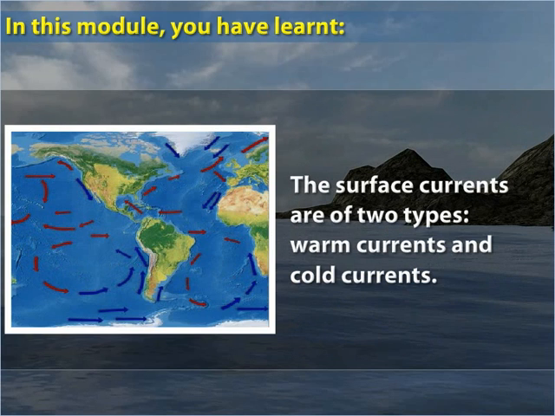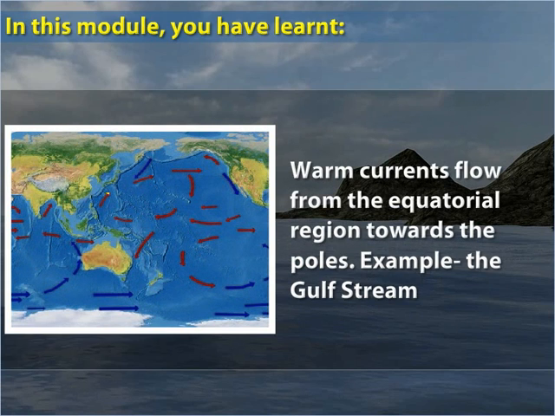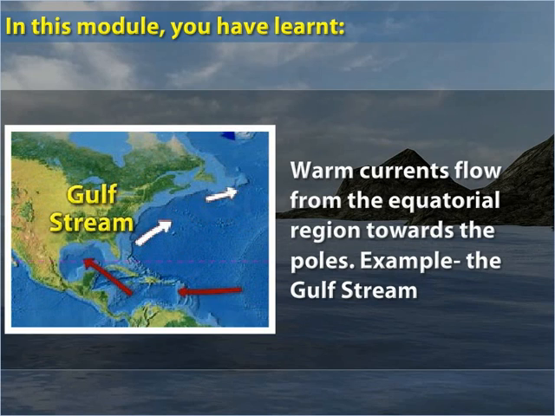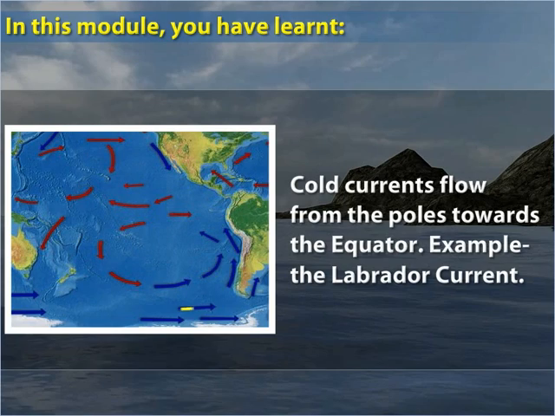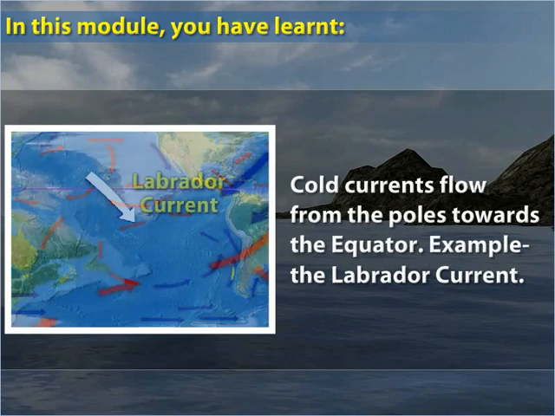The surface currents are of two types, warm currents and cold currents. Warm currents flow from the equatorial region towards the poles. Example, the Gulf Stream. Cold currents flow from the poles towards the equator. Example, the Labrador Current.